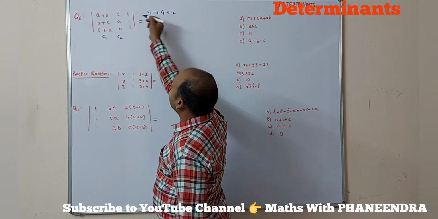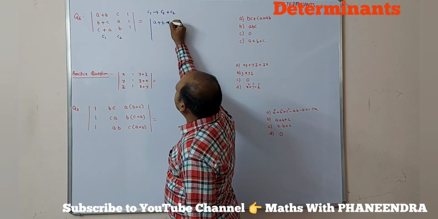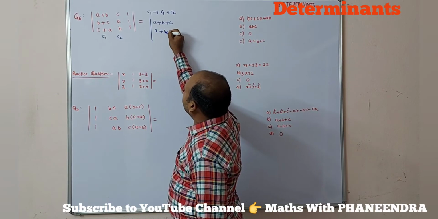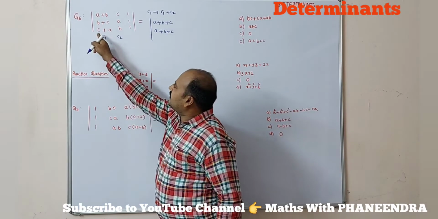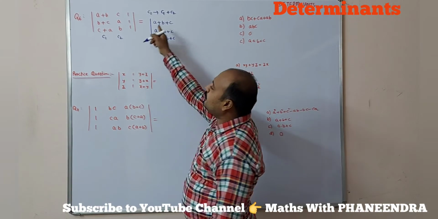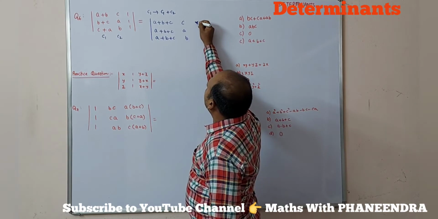So, the first column becomes A plus B plus C. Next, B plus C plus A, that also becomes A plus B plus C only. Next, C plus A plus B, that also is A plus B plus C. We are not disturbing C2 and C3. As they are, you can write them: C, A, B; 1, 1, 1.